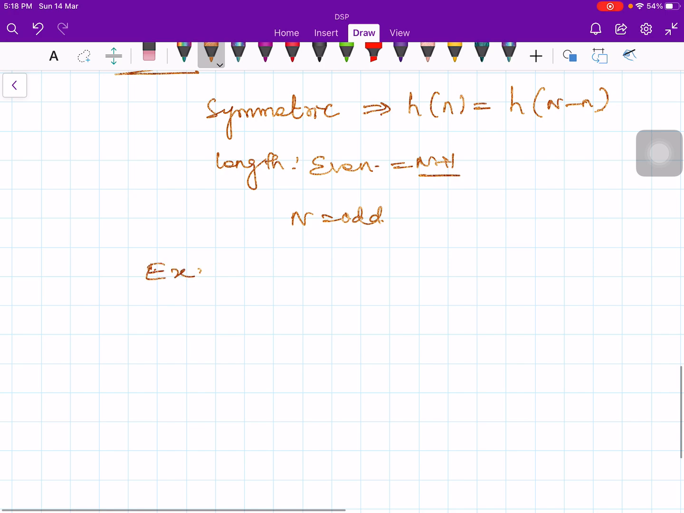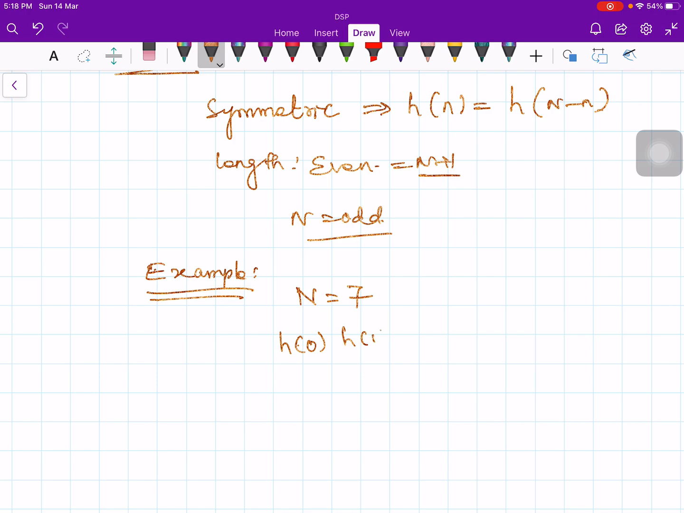So it is easy to approach this type 1, type 2, type 3 and type 4 filters through example. Now let me take N is equal to 7, since this N is an odd number. So therefore I have h of 0, h of 1, h of 2 and so on up to h of 7. Instead of writing h of 0 every time, let me write h suffix 0, h suffix 1, h suffix 2. It's very easy to write.